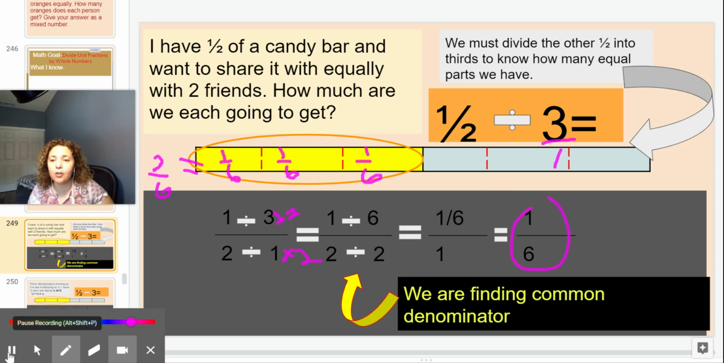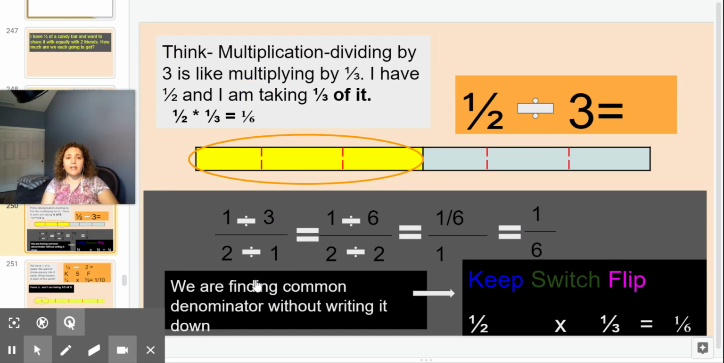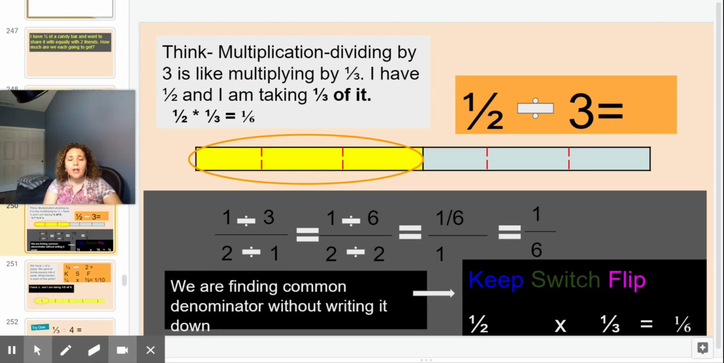All right, let's see if keep, switch, flip will work on this. So what do I have? I have a half, so I'm keeping my half. I'm switching my sign and I'm flipping the 3, finding the reciprocal, right? It becomes 1/3. 1 times 1 is 1. 2 times 3 is 6. Does it work? Yeah. So easy peasy, right? Keep, switch, flip. 1/6. Am I getting 1/6? Yep.